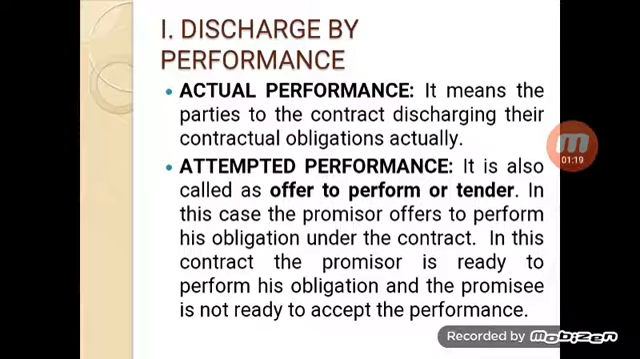Actual and attempted performance. Performance is doing the work in the contract. Actually doing means actual performance. Attempted is when the promisor is ready and the promisee is not ready to accept. Then it is called attempted performance. In this way, the contract comes to an end.